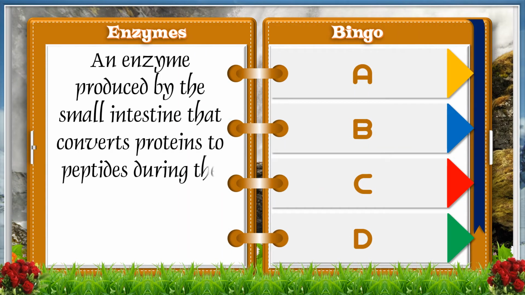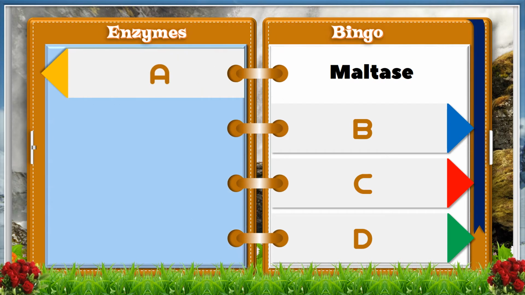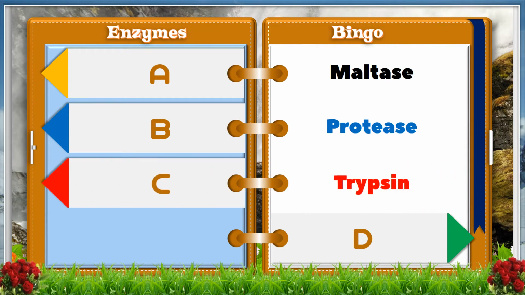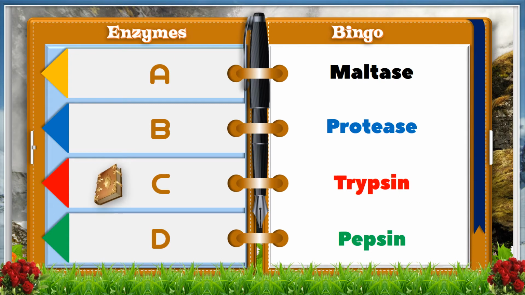An enzyme produced by small intestine that converts proteins to peptides during the process of digestion. Its optimum pH is slightly basic. A. Maltase. B. Protease. C. Trypsin. D. Pepsin. And the answer is C. Trypsin.